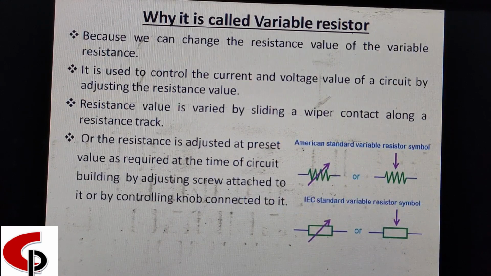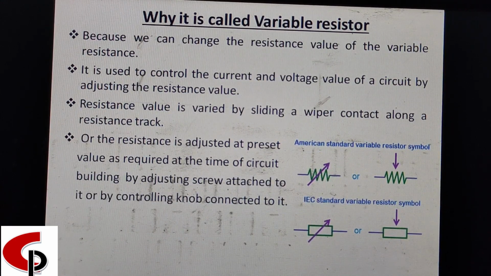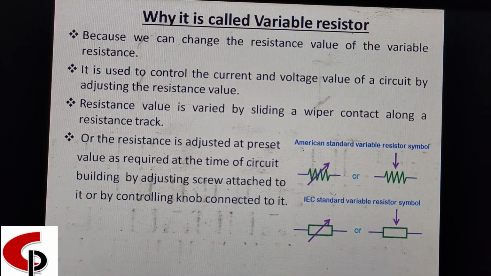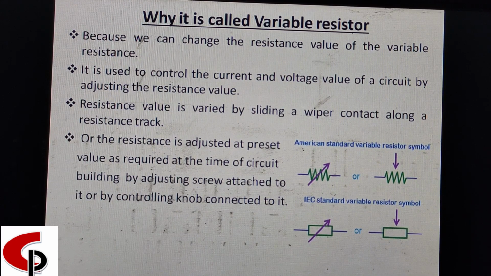Then the next question is, why is it called a variable resistor? It is called a variable resistor because its resistance value changes. It is used to control the current and voltage value of a circuit by adjusting the resistance value. The resistance value is varied by sliding a wiper contact along a resistance track, or the resistance is adjusted at a preset value as required at the time of circuit building by adjusting a screw attached to it or by controlling the knob connected to it.